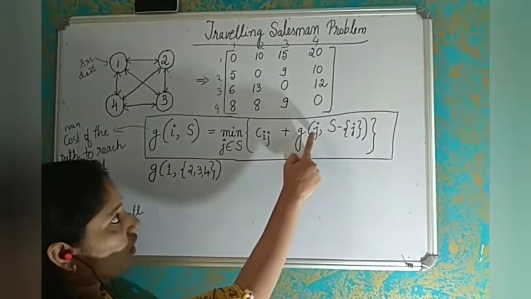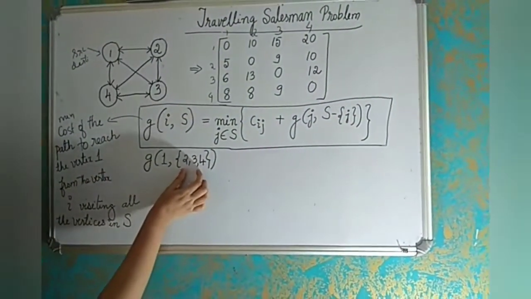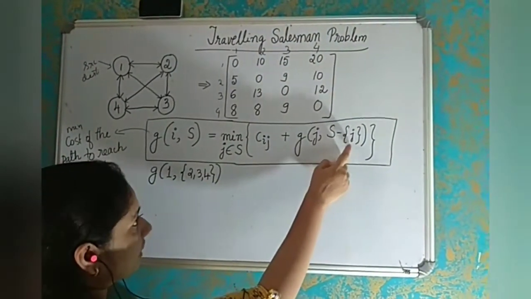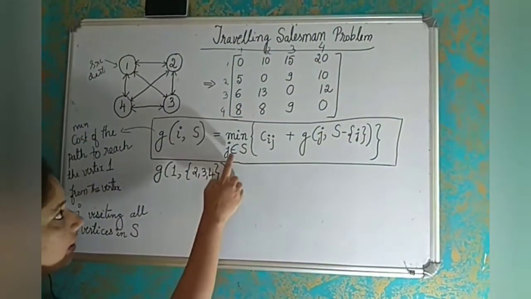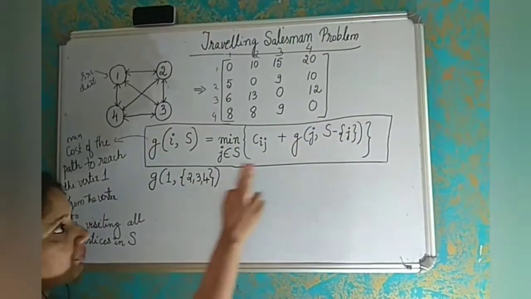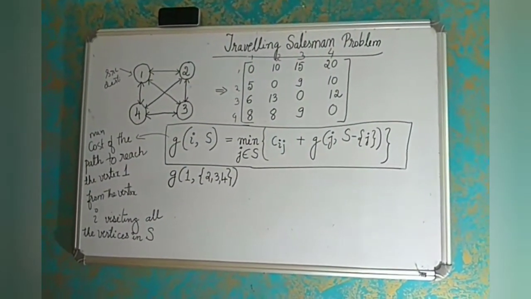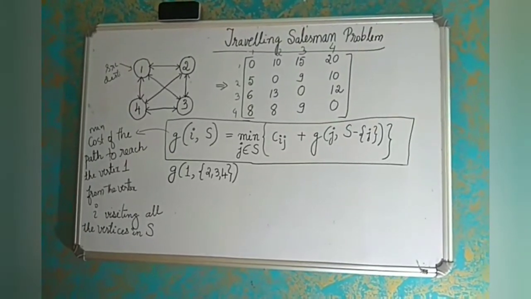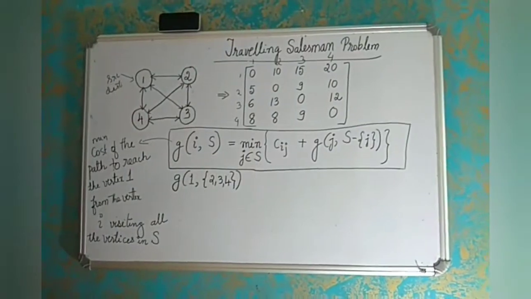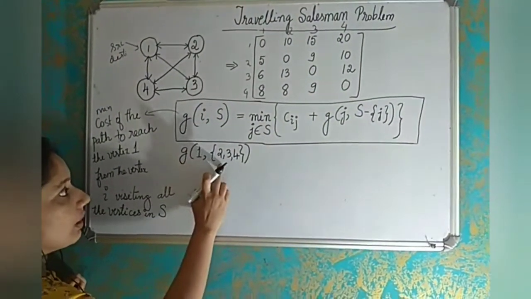So here G of 2 comma S minus j. Inside S we have 2, 3, 4. From that you have to subtract j. Initially we are considering j as 2, so the remaining vertices are 3, 4. So that will be G of 2 comma the set 3, 4. That is how we have to replace. Now let us write what is G of 1 comma 2, 3, 4.